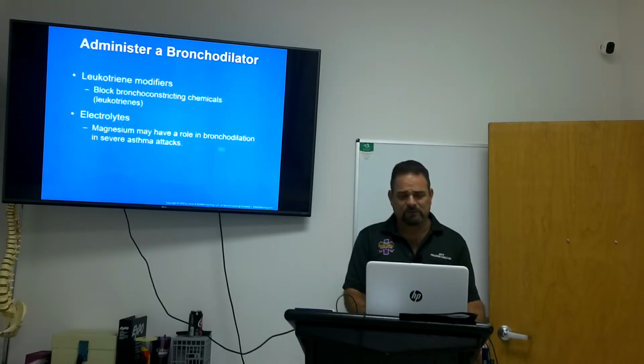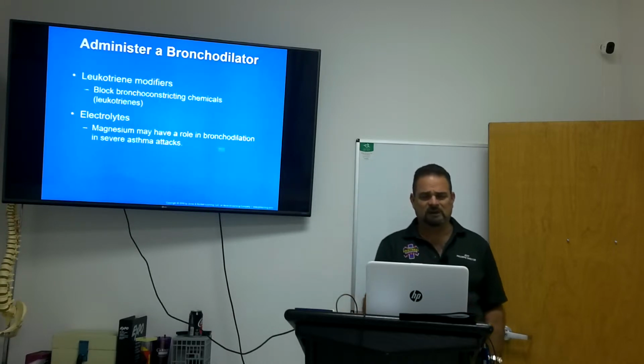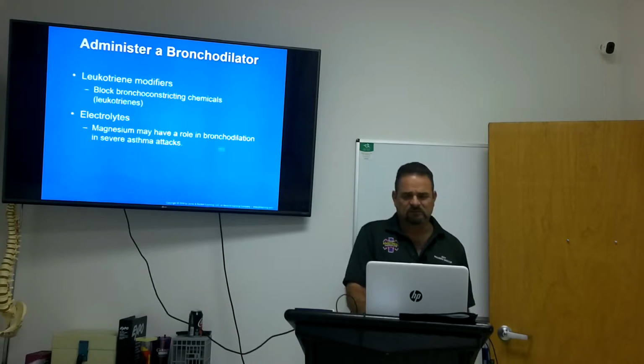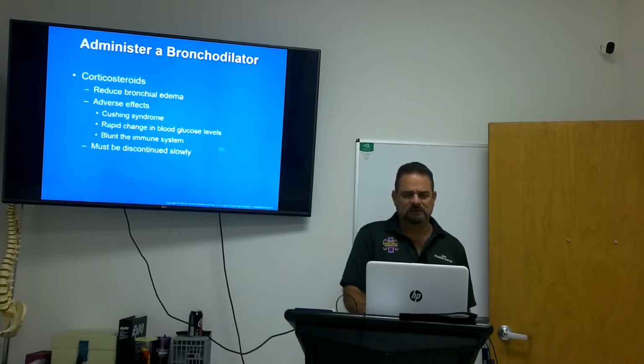Leukotriene modifiers. Bronchoconstricting chemicals are known as leukotrienes. They're released often during allergic reactions. Leukotriene blockers such as Montelukast may be helpful. And then, of course, electrolytes: magnesium may have a role in bronchodilation in severe asthma. Many protocols are using magnesium in their patients that are asthmatics, and it will turn them around very quickly.